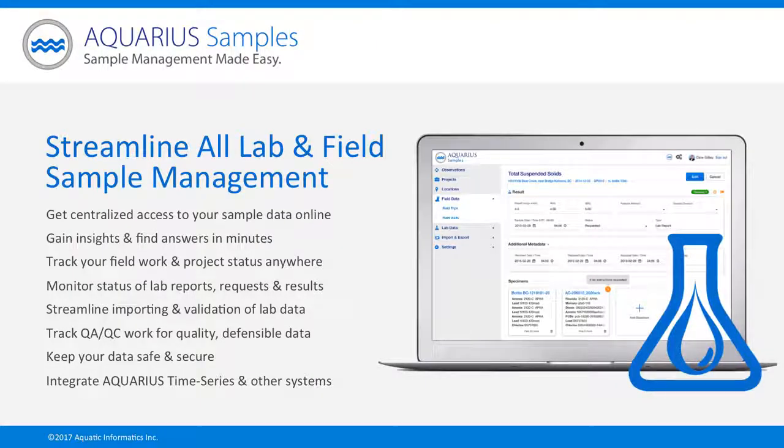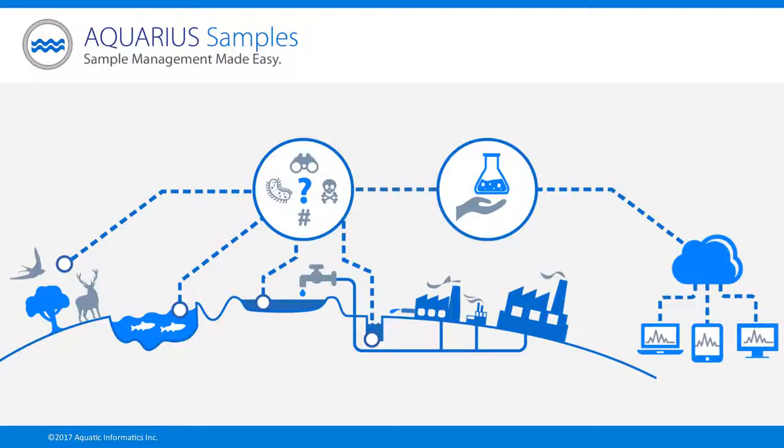In this video series, I'll provide an overview of AQUARIUS Samples, a powerful software-as-a-service solution that streamlines the production and management of environmental lab and field sample data to save time while increasing the quality of the final data. You'll see how discrete water, air, soil, biological, or tissue data can be securely stored and validated online for rapid analysis and visualization, so you can make better decisions anytime, anywhere. Let me now introduce AQUARIUS Samples with a brief overview of the system.